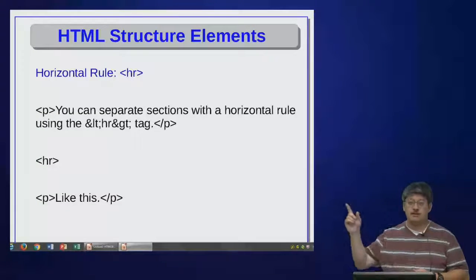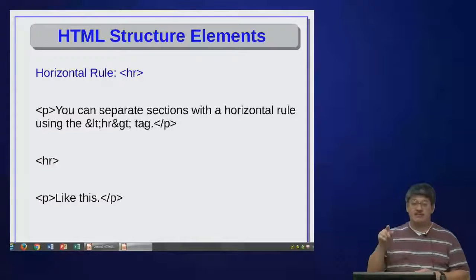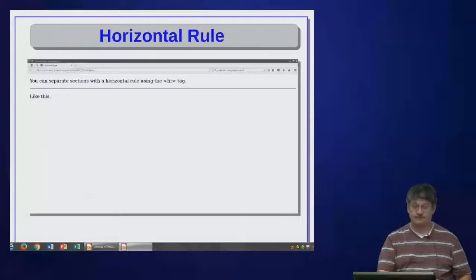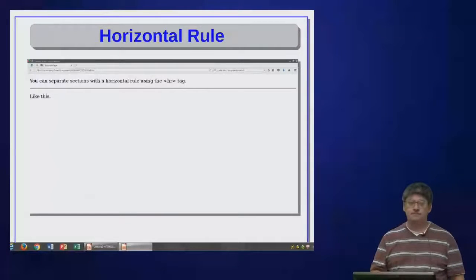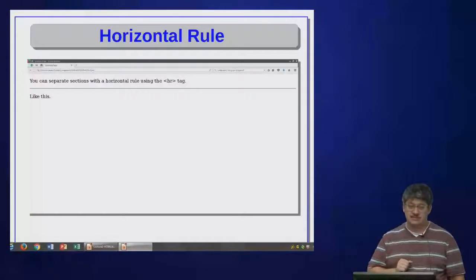Notice that in the middle of the document, I have an HR tag. That's where the line will show up. And then I have another paragraph that says like this. So when I render that, I get this. It says you can separate sections with a horizontal rule using the HR tag. And notice that right beneath it, there's this little faint line that separates the two sections. That's my horizontal rule. And below that, I have like this.